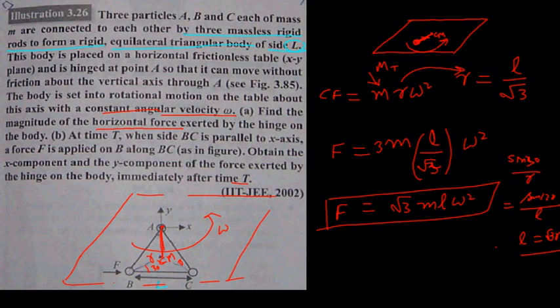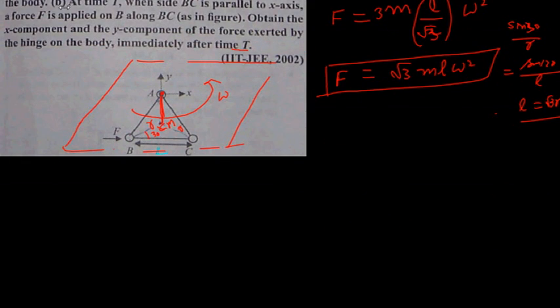At time t, when BC is parallel to the x-axis, means this is my x-axis, a force F is applied on B along BC. Obtain the x component and y component of force exerted by the things on the body. Here one force F is applied at the time t, to the body.